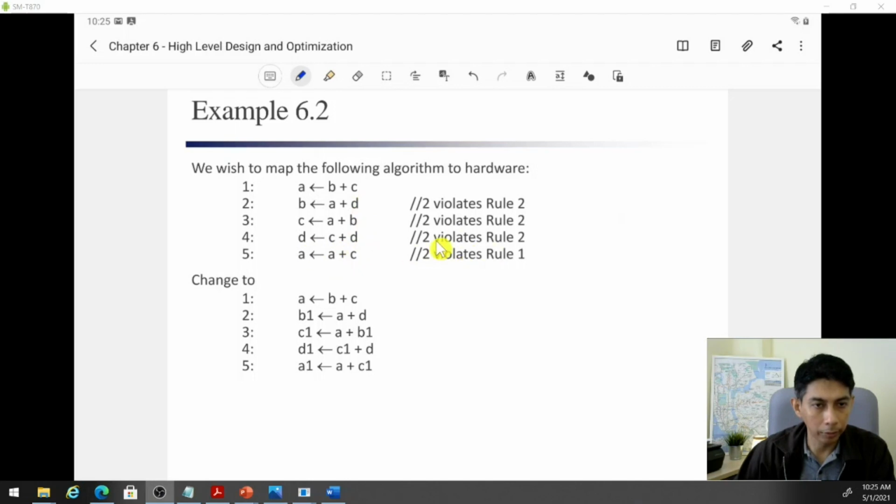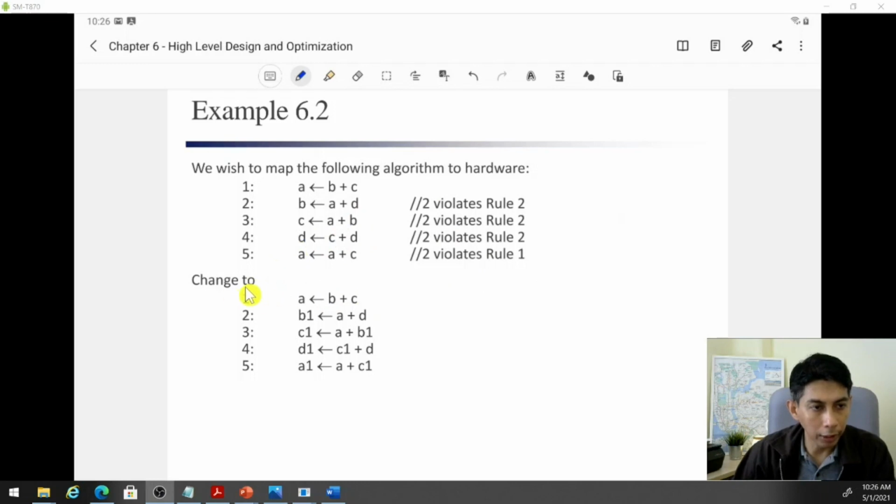This one also violates rule number 2 here, because you write to this same operand variable here. All right, and here is the operand you write to, and also this is the operand of this, right? And this one violates rule number 1, because here A is already used for this statement. All right, so this should not be allowed for a single assignment form.